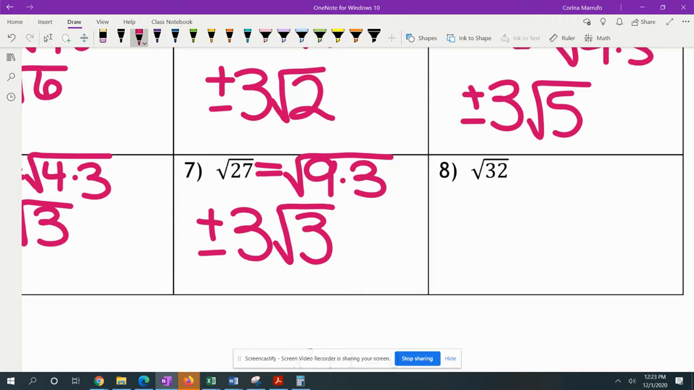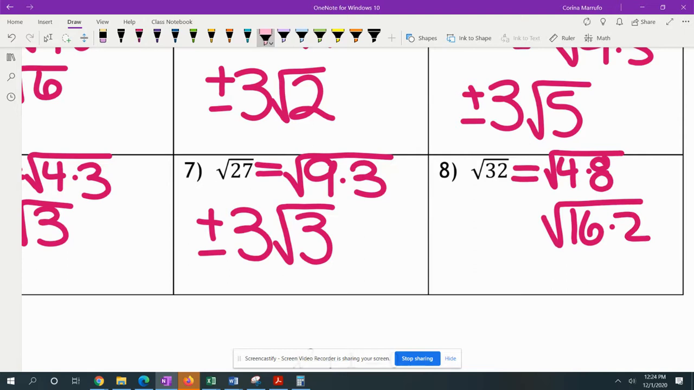And the last one, 32, the square root of 32. So this one, there's actually two numbers that are going to multiply to give us 32. We have 4 times 8 would give us 32, and also 16 times 2. Now 4 is a perfect square, and so is 16. You are going to go with the bigger number.